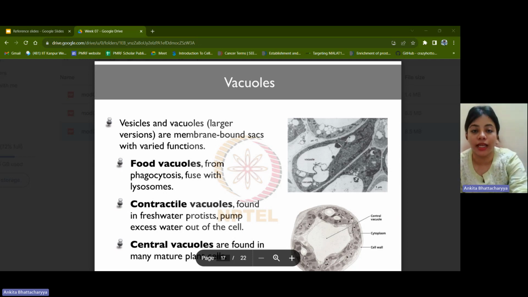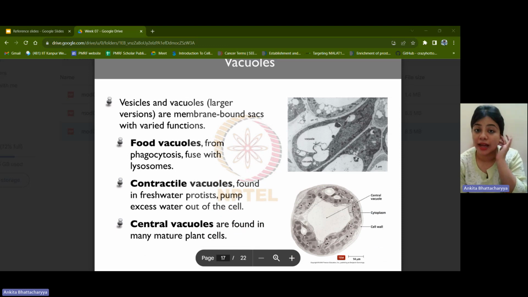Next, we have the vacuoles. So vesicles and vacuoles, which are larger versions, are membrane-bound sacs with some different types of functions. So we have food vacuoles, which form from phagocytosis and fuse with the lysosomes. We have contractile vacuoles, which are found in some freshwater protists, and they are contractile, which means there's some sort of pumping function occurring. They pump excess water out of the cell. And then we have central vacuoles, which are found in many mature plant cells as well. So that has a different sort of function. It functions as the tonoplast for turgidity, and a number of other functions.